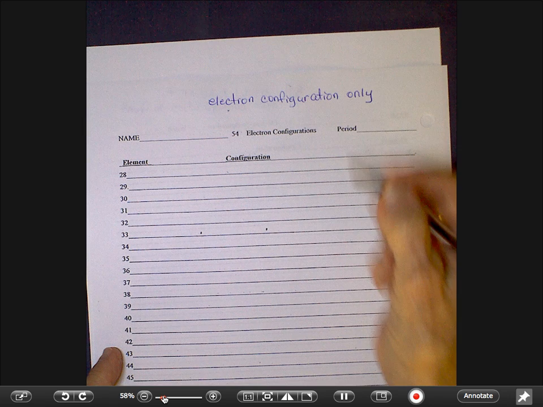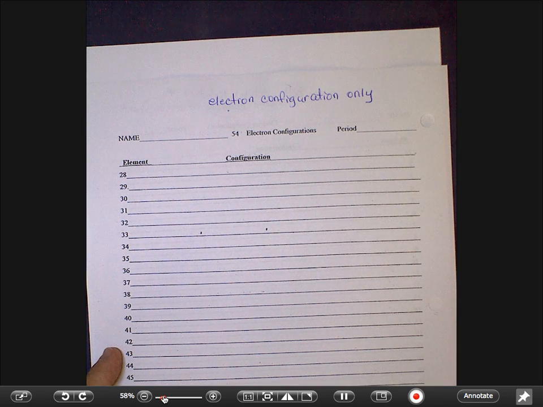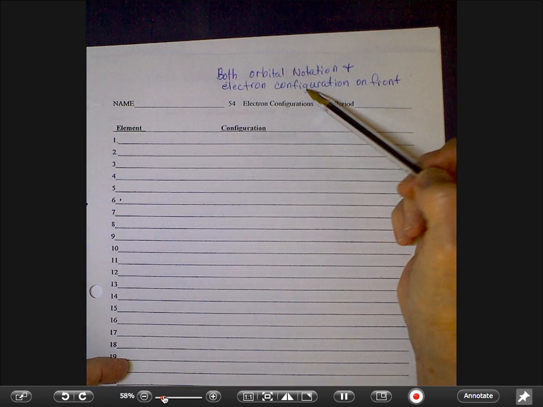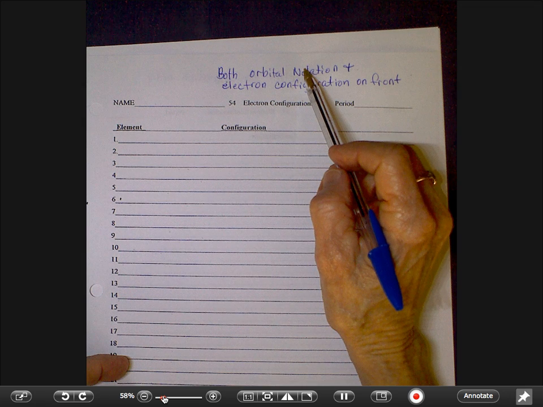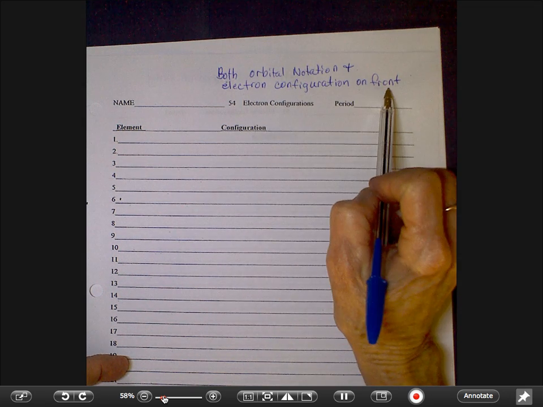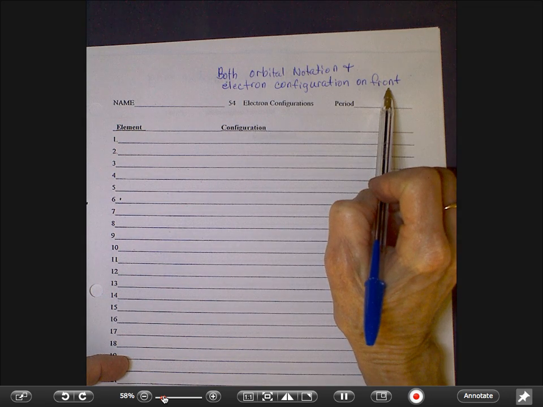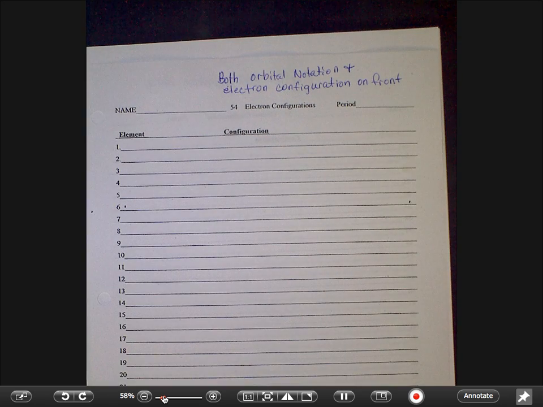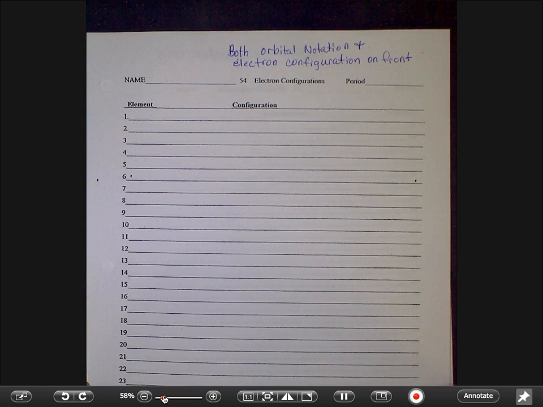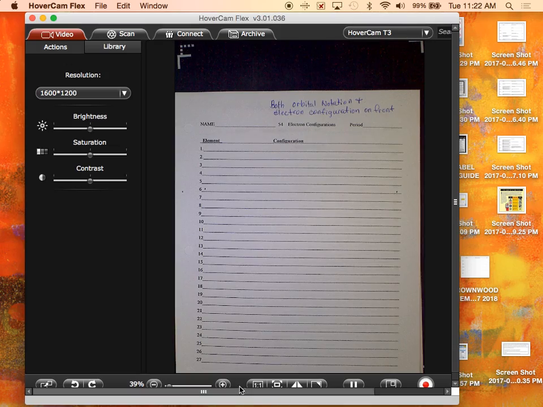And you will learn what the difference is between orbital notation and electron configuration. The orbital notation is the line and arrows. The electron configuration is the 1s2, the 2s2, the 2p6, 3s2. That's the electron configuration. On this page, we do both almost simultaneously. Okay? All right, the first element is who? Hydrogen, exactly.